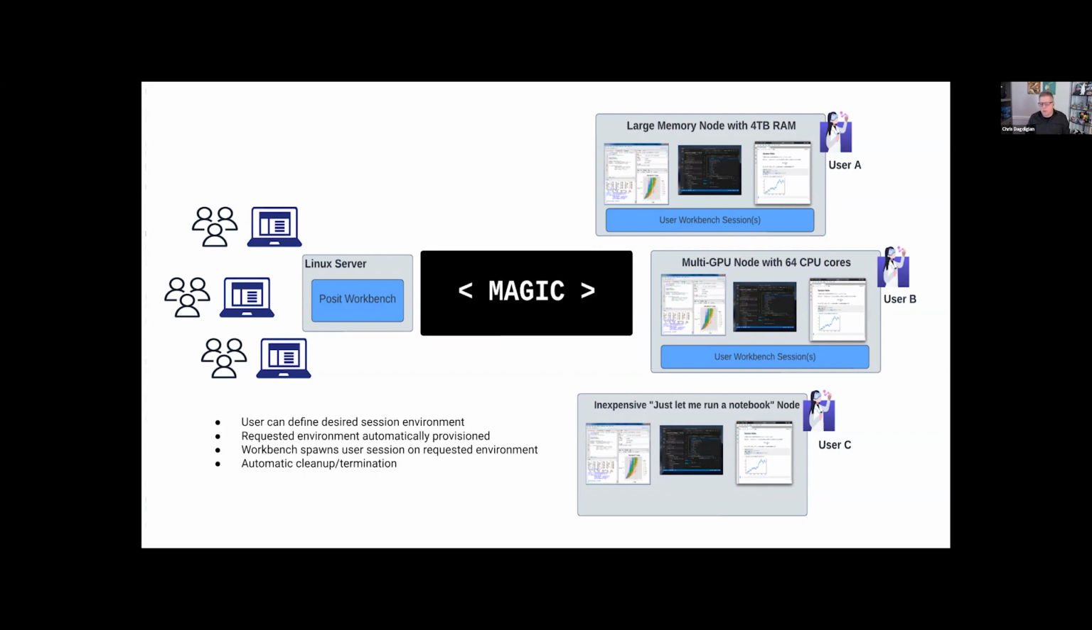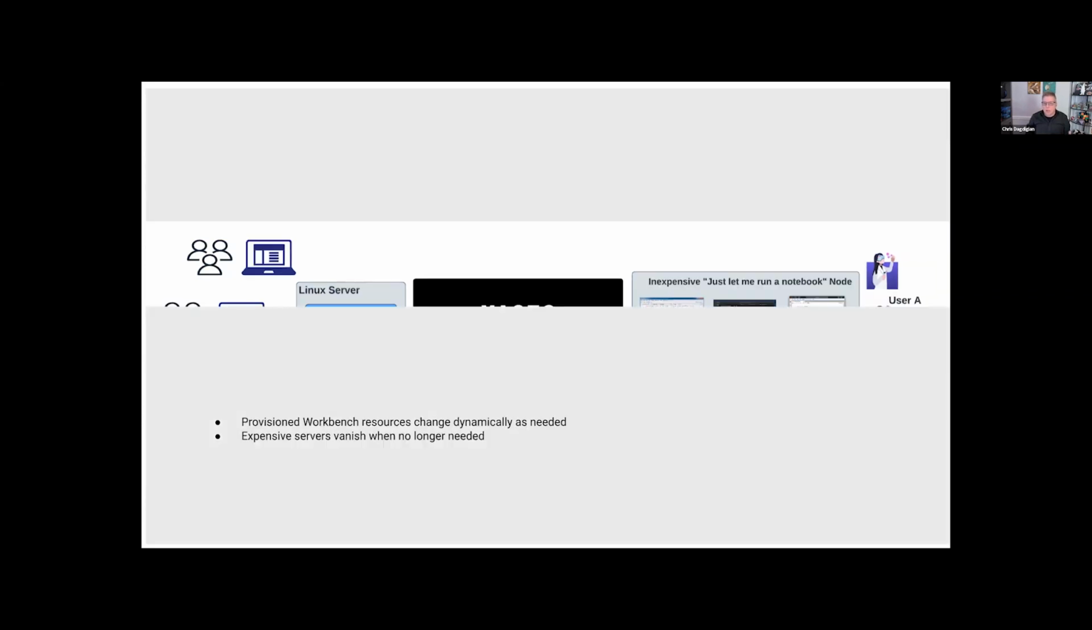So in this scenario, I'm showing you the higher end use case. We've got user A hanging out on a node with 4 terabytes of RAM, user B hanging out on a multi-GPU node with 64 cores. And then finally, there's a bunch of users who maybe are just doing software development or running VS Code, and they just want an inexpensive but fairly fast and responsive machine to run their notebook sessions on.